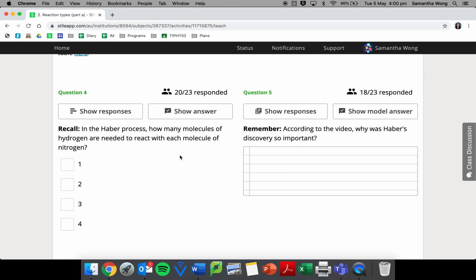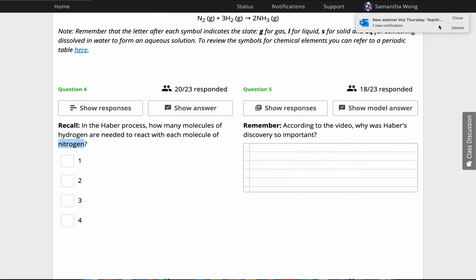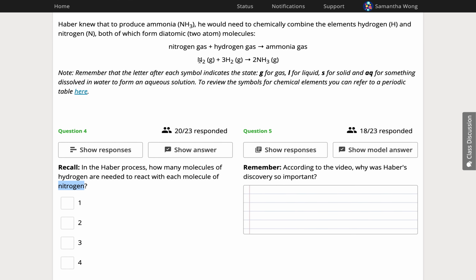Given what that little paragraph explains to us, you're then asked, in the Haber process, how many molecules of hydrogen are needed to react with each molecule of nitrogen? So, if we scroll back up here, what we are told is we have 1 lot of nitrogen gas reacting with 3 lots of hydrogen gas to give you 2 lots of ammonia gas. So the answer for number 4, how many molecules of hydrogen? What we would be looking for is 3, because in front of the hydrogen gas, there is a number 3.